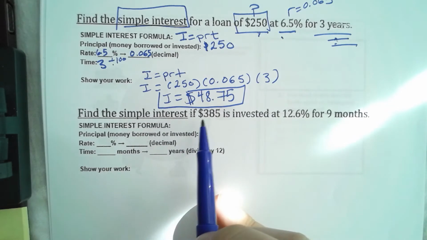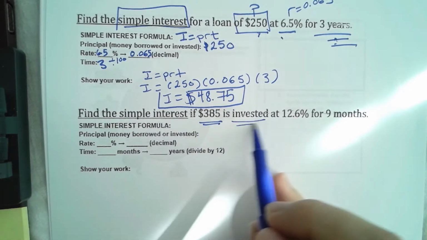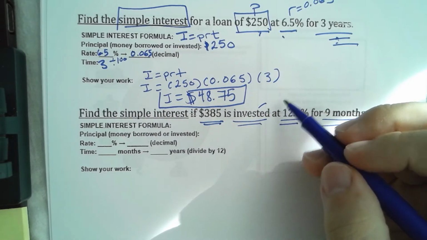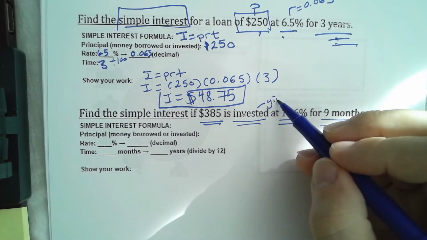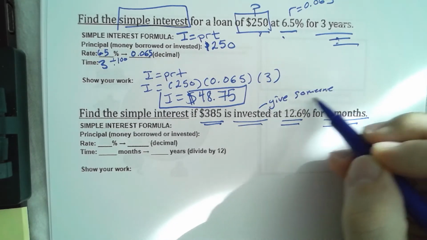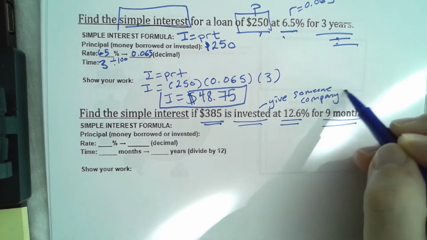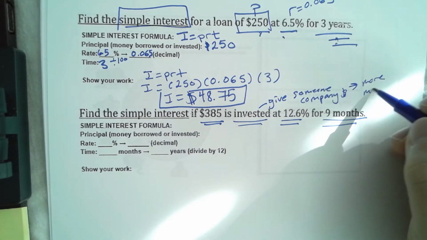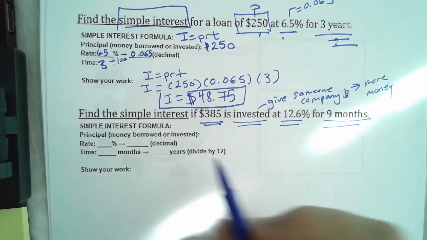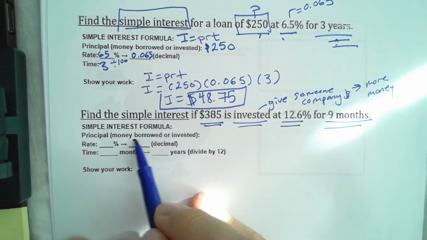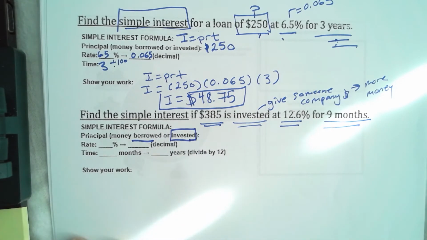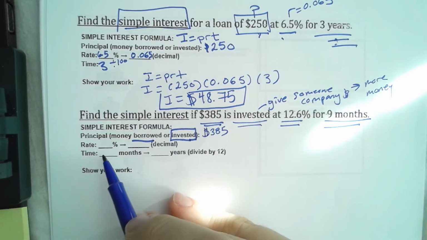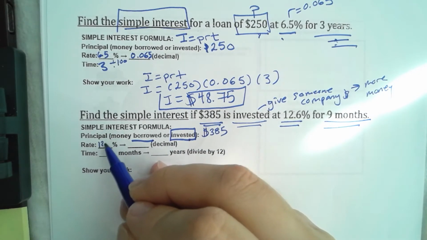Find the simple interest if $385 is invested at 12.6% for 9 months. Invested is when you give someone money, some person or some company. Sometimes you invest in a company. You give them money, and you hope it makes you more money. That's what invest means. But it's the same thing. How much money did you borrow or invest? In this case, we're investing. It's $385 total.